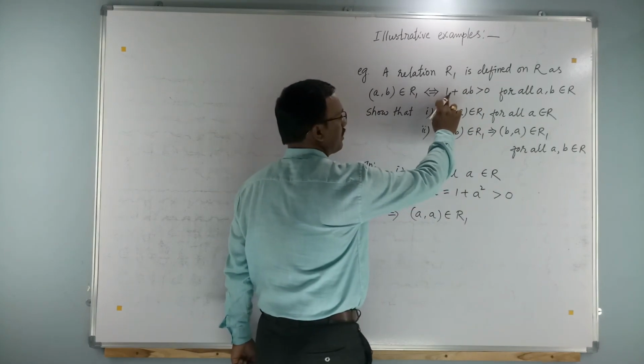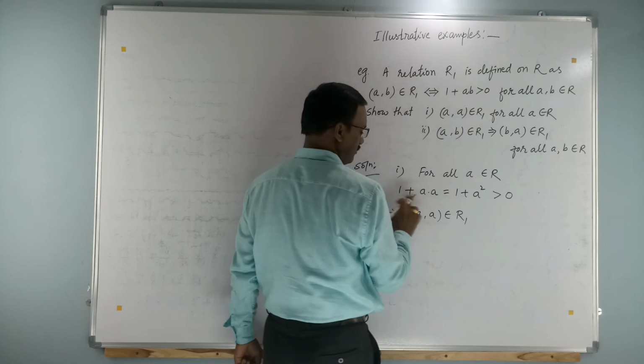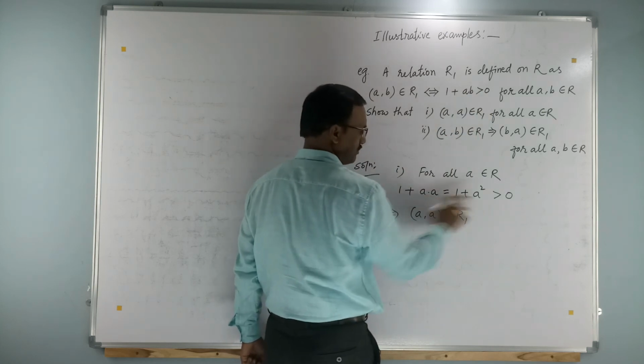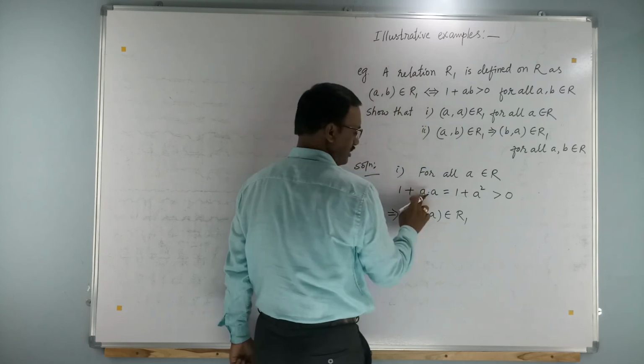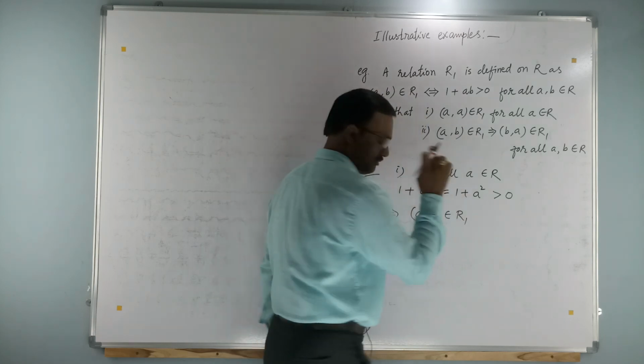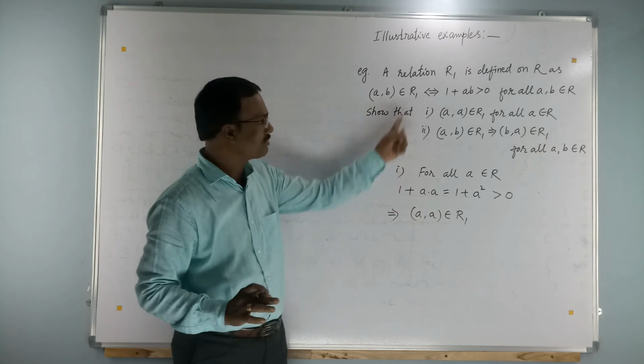We have shown that 1 plus A into A is positive. That's why A comma A belongs to R1. In this way, the first part is proved.